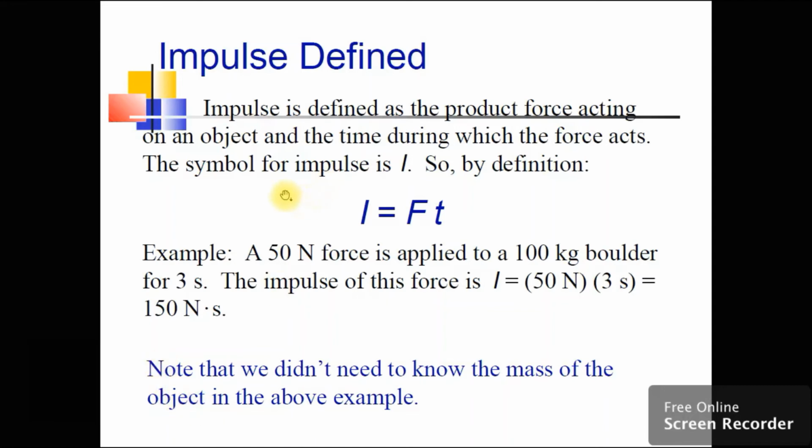So let's do a quick little example. A 50 Newton force is applied to a 100 kilogram boulder for 3 seconds. What is the impulse of the force? Impulse equals the force, 50 newtons, times the time, 3 seconds, 150 Newton seconds. Please note, we didn't need to know the mass of the object in this example. The mass didn't matter.